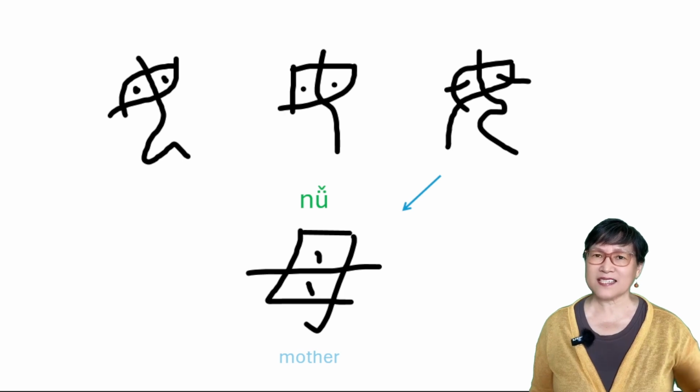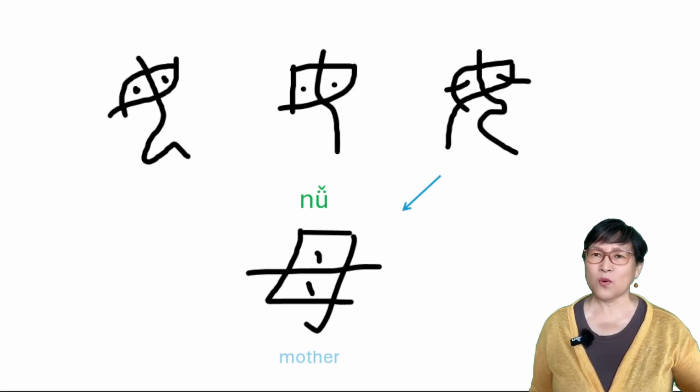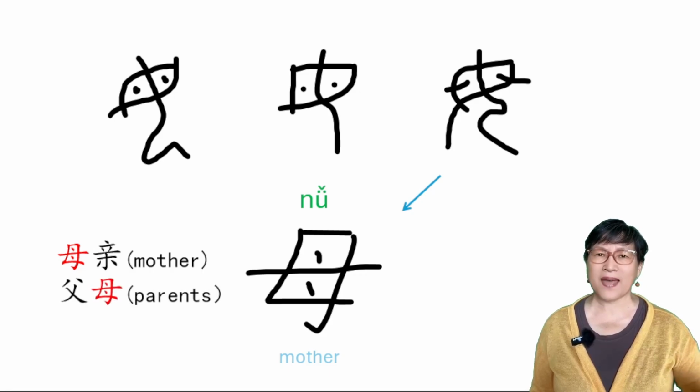Although modern Chinese speakers usually call their mother 妈妈 in everyday conversation, 母 is still widely used in written language and in more formal or respectful expressions. For example, it appears in words such as 母亲, mother, 父母, parents, and 母校, alma mater.